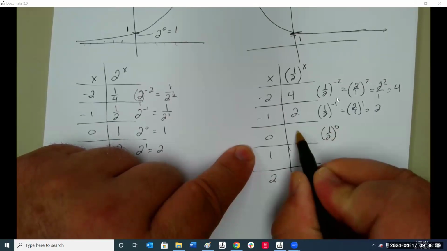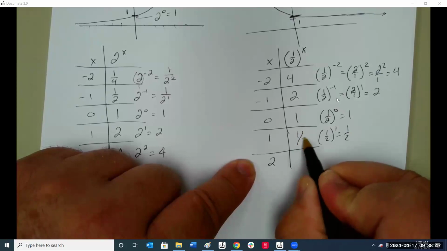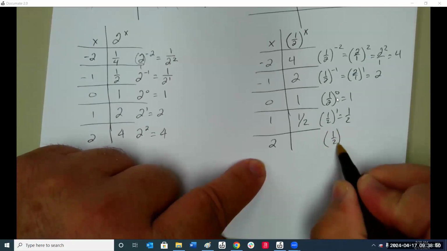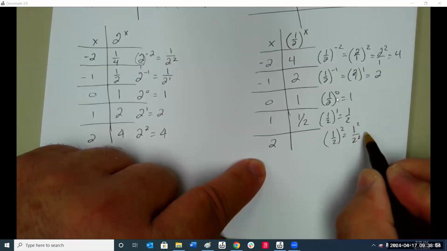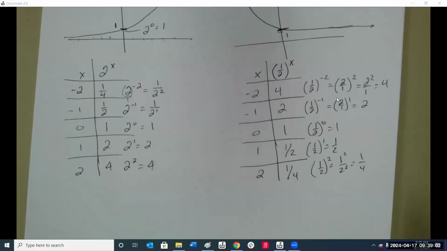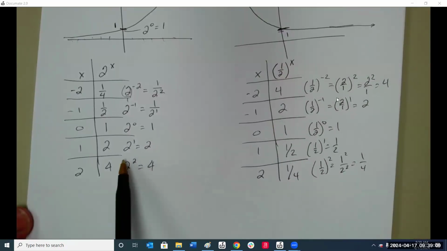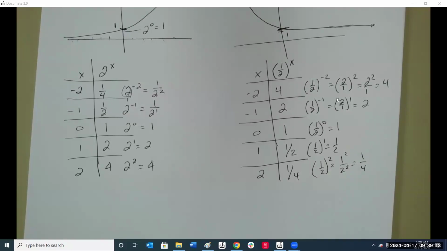Anything to the power 0 is always 1. 1/2 to the power 1 is 1/2, so it starts getting smaller. And 1/2 to the power 2 is 1 squared over 2 squared, which is 1/4. That's what happens because with the negative exponents and positive exponents, it flips it. That's why in this one, it's a decreasing function, and in this one, it's an increasing function. So that's a review of exponential functions. That's what we did last time.